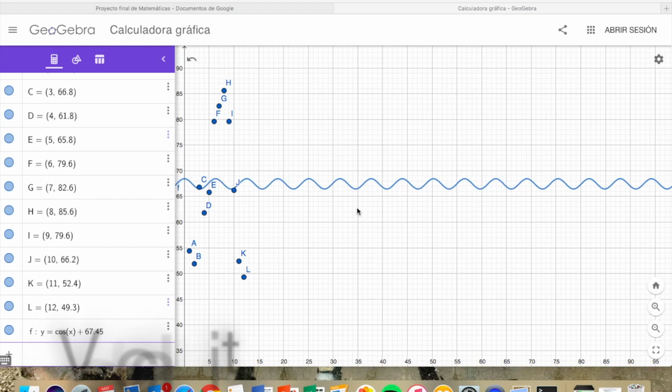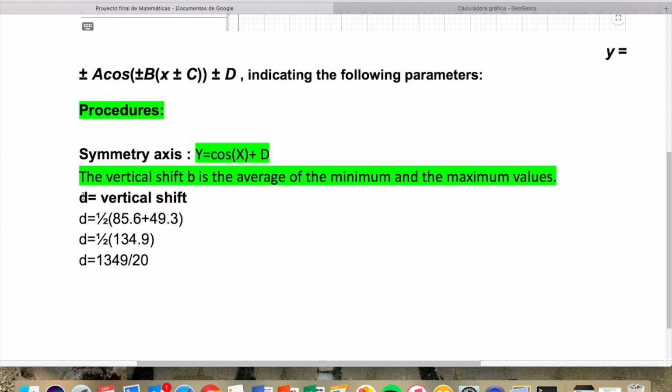We are going to learn how to get the vertical shift. It is how far the function is shifted vertically from the usual position. And with this, we can also get our symmetry axis. It is represented by d in the formula. And we get it by the average of the minimum and the maximum values.